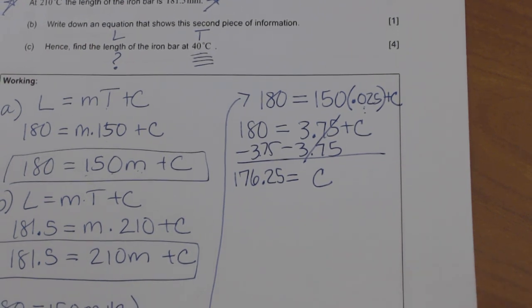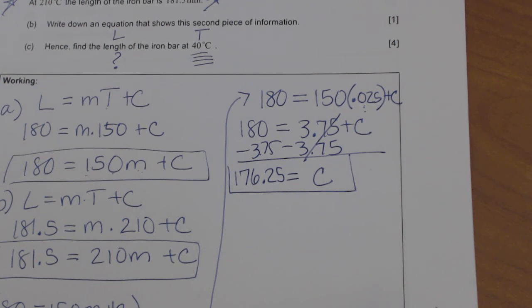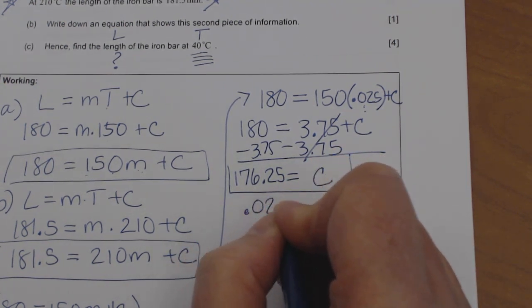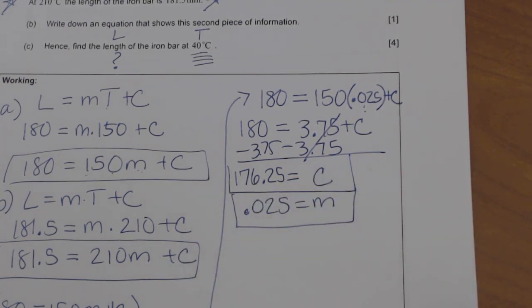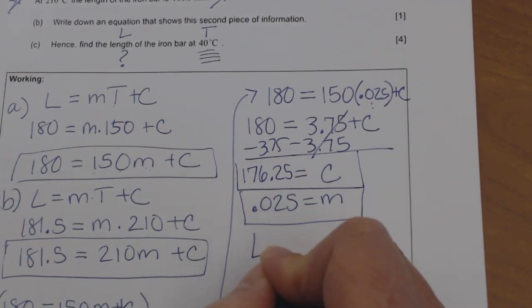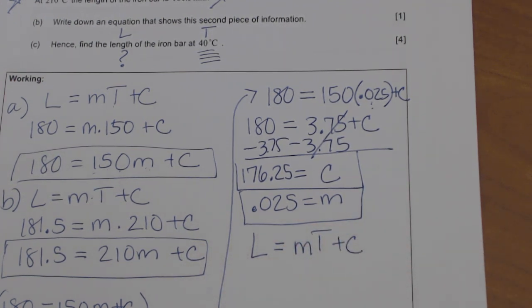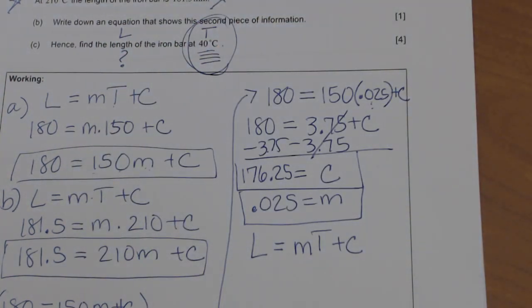Okay. So here I go. I know what my c is. I know what my m is. I'm going to write that down, that my m was 0.025. I just brought it up. I can now use my equation, L equals mt plus c, that they gave us, to figure out what the length is when we have a t of 40.